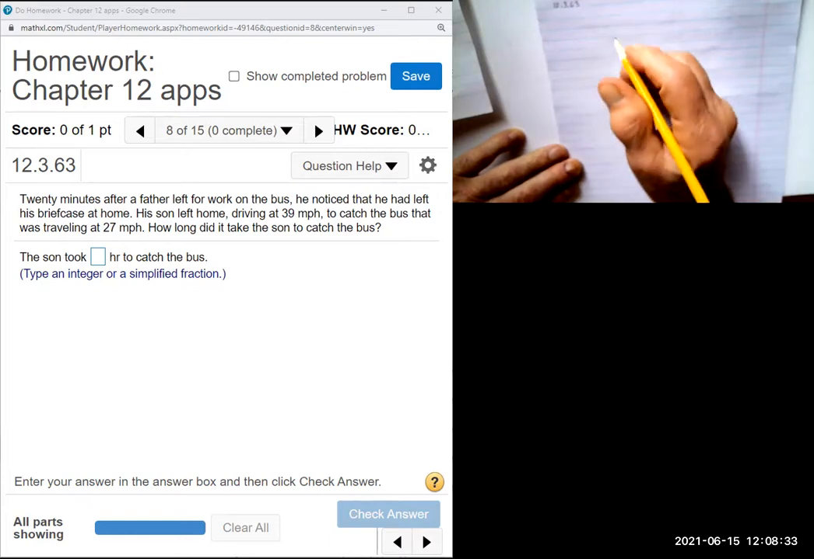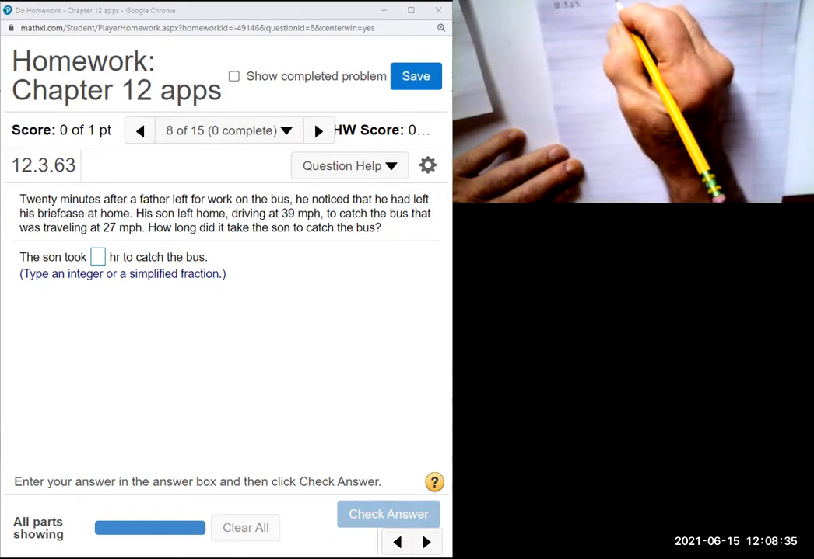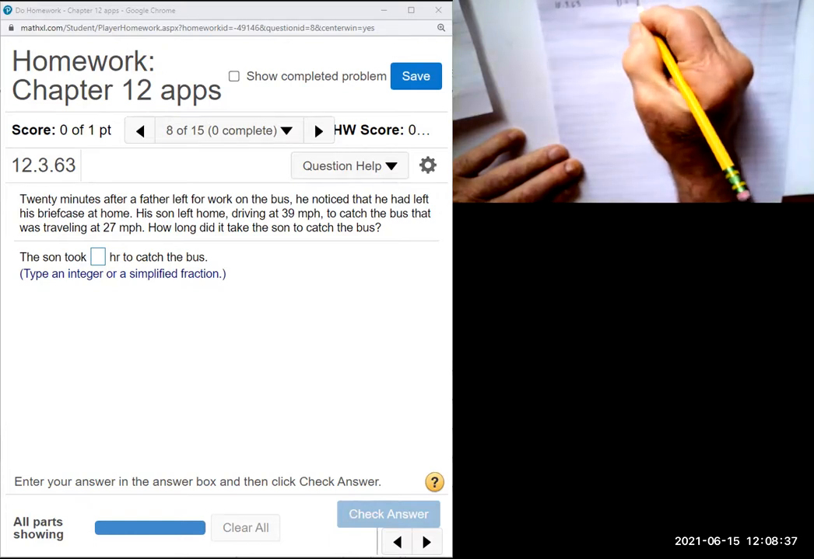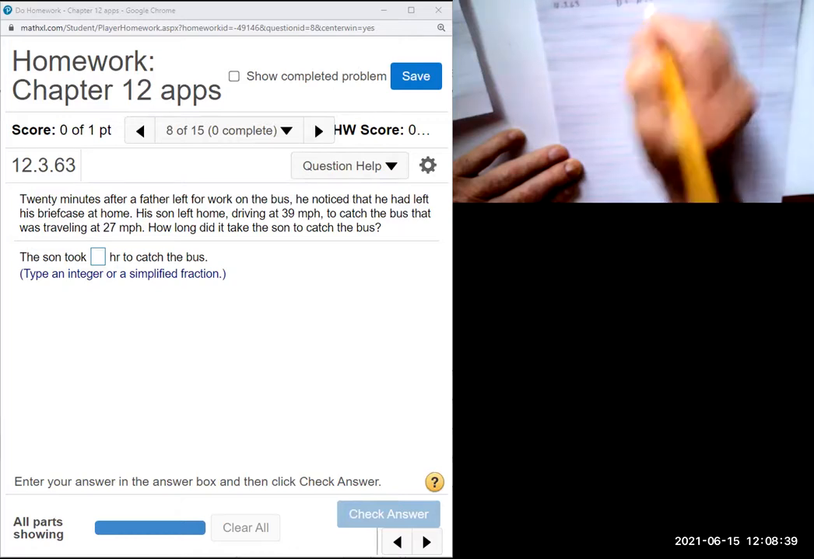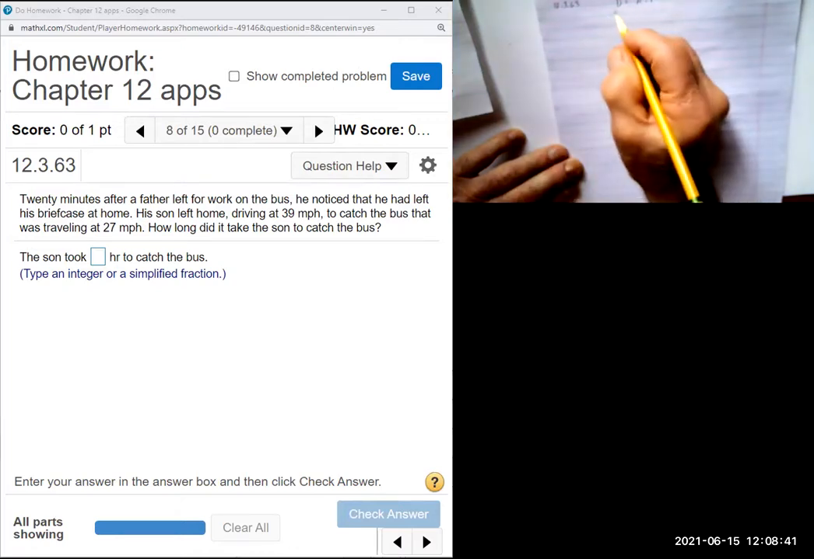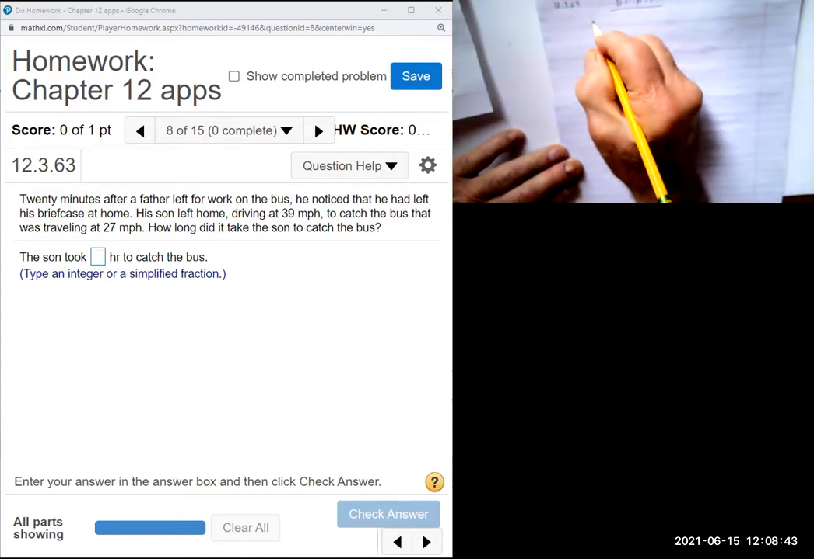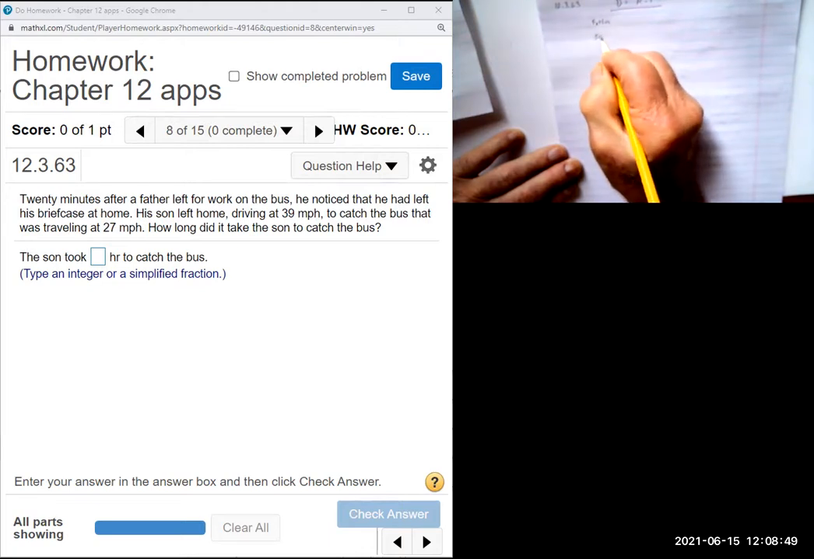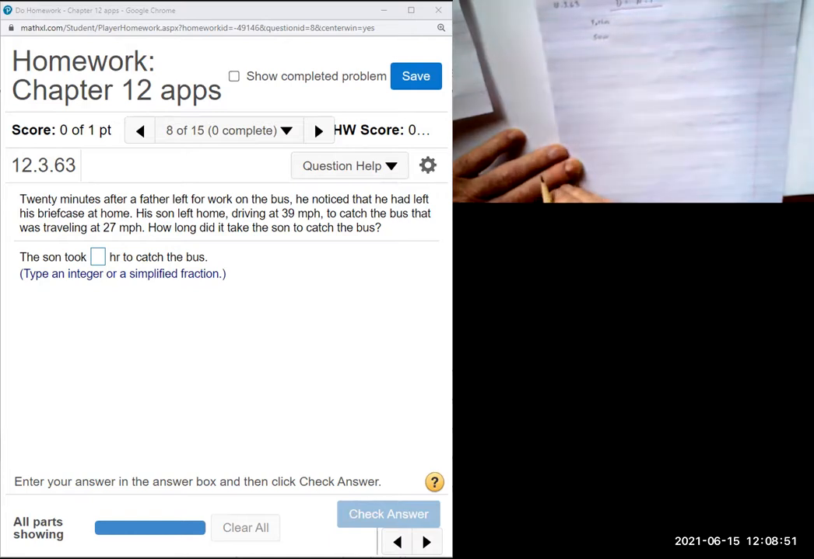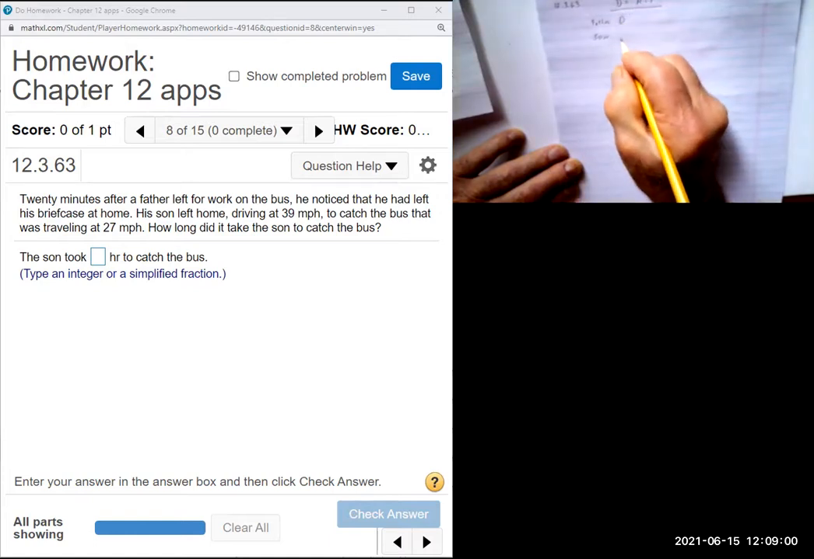Well, I realize this is a motion problem, so I'm going to put the formula d equals rate times time down. And I'm going to make a little chart. I'm going to put on the left side father, and then son. Notice that the father left right away, the son left later and caught up to the father, so they travel the same distance.